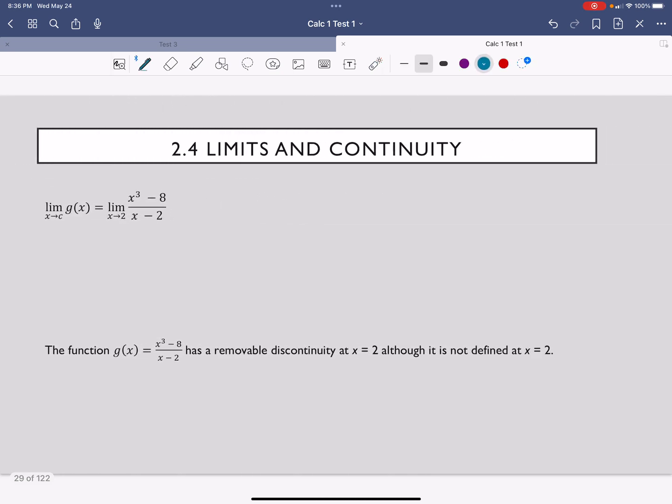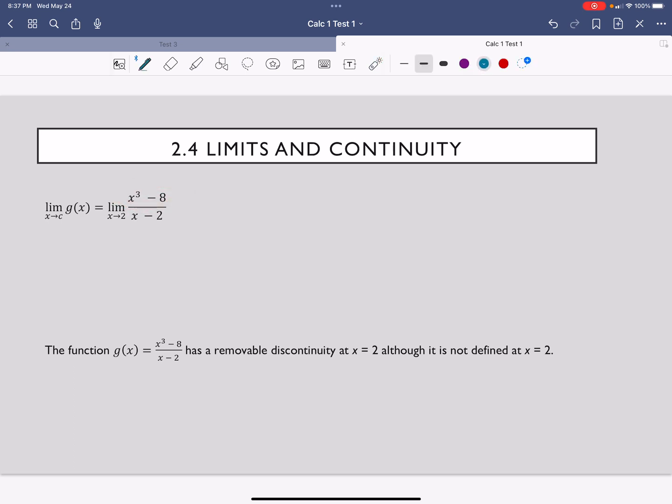So what I'm going to do right here is try to figure this out. Okay, I've got to see what this is. So this right here is a difference of perfect cubes. So we're going to factor this difference of perfect cubes right here.